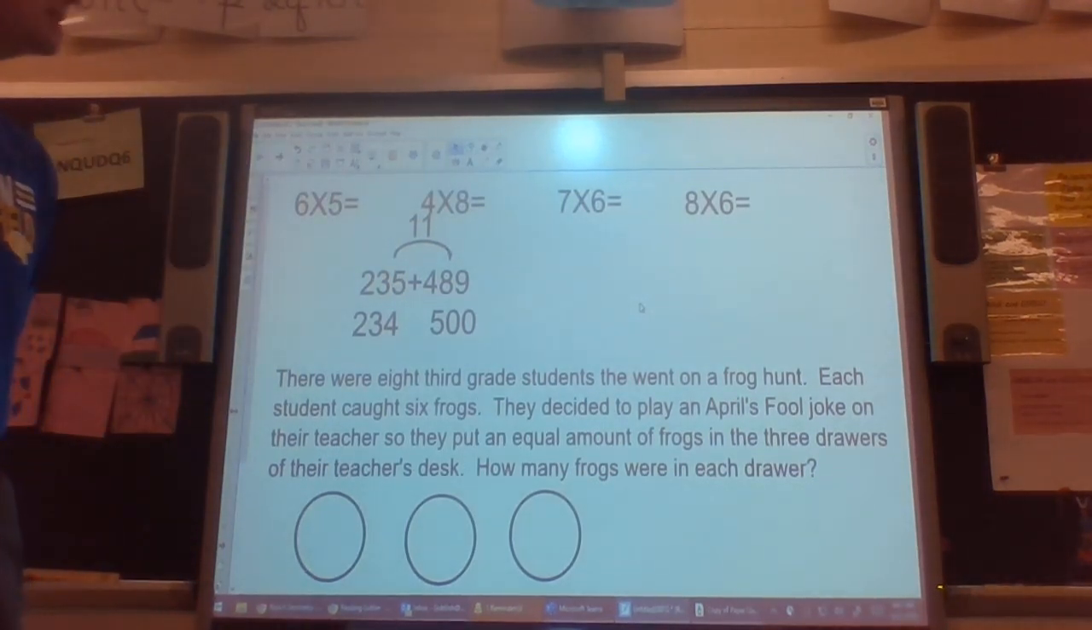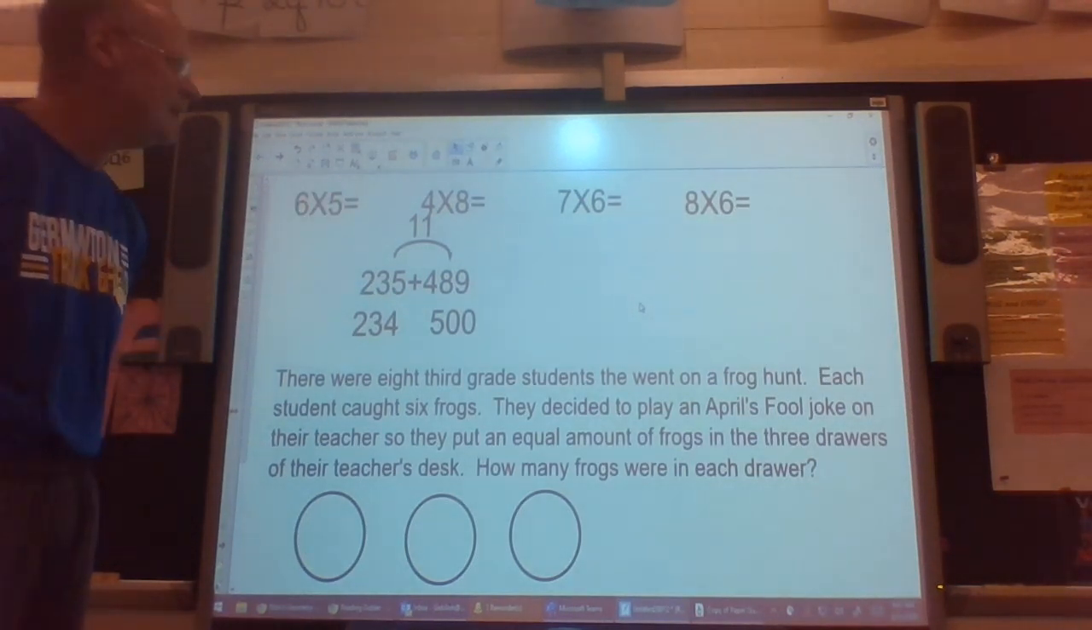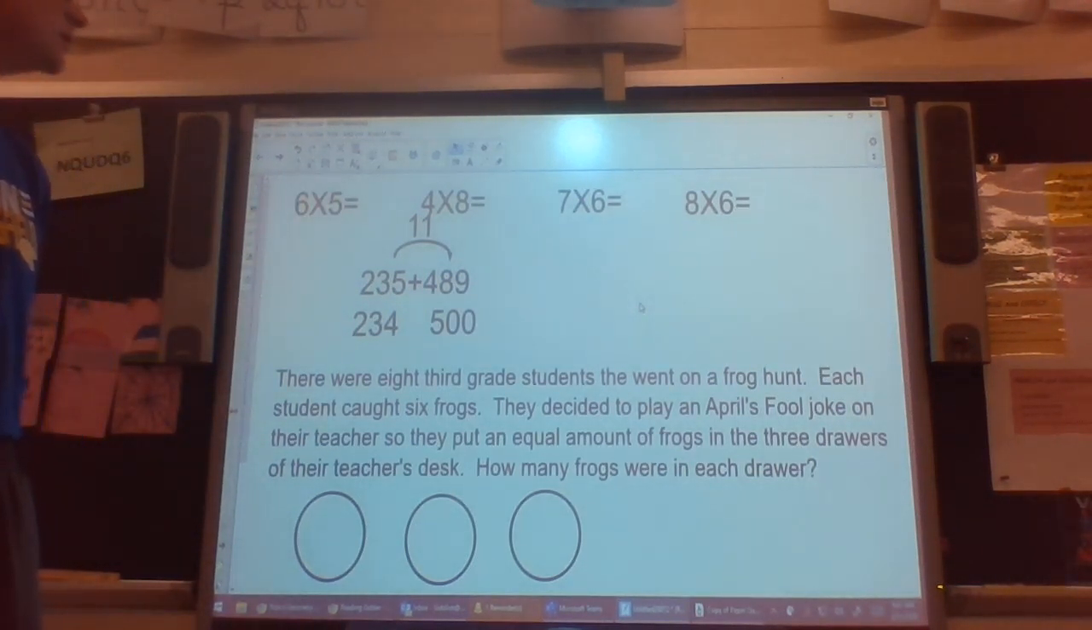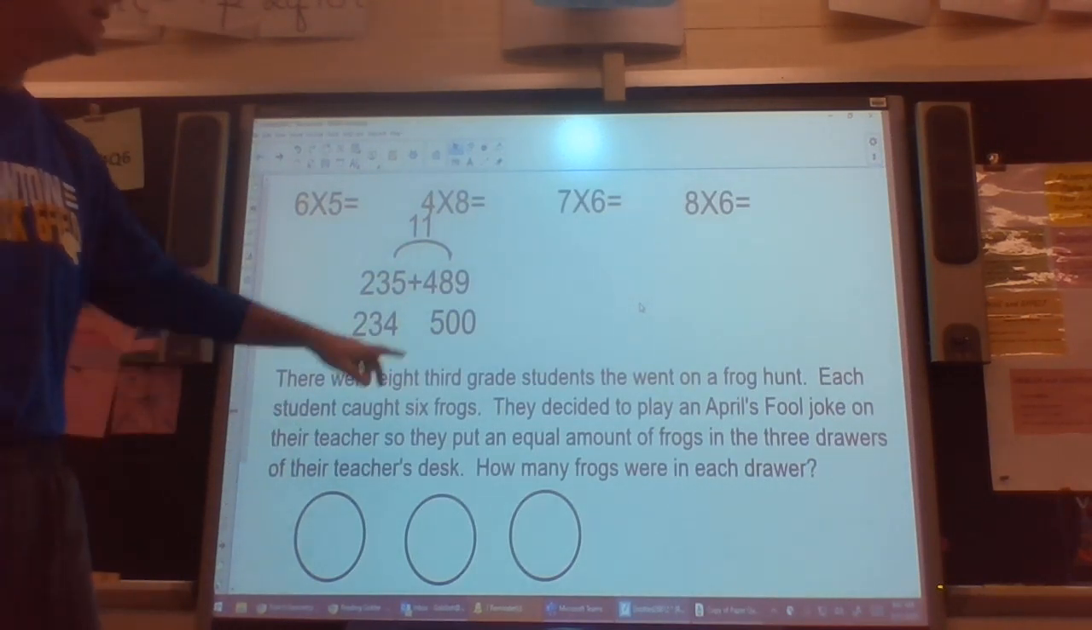The first ones are just multiplication problems. Hopefully you're starting to get these really quickly and easily. 6 times 5, hopefully everyone wrote down 30 for that. And 4 times 8. If I wasn't sure about that, I could double 8 and get 16, and double 16 and get 32.